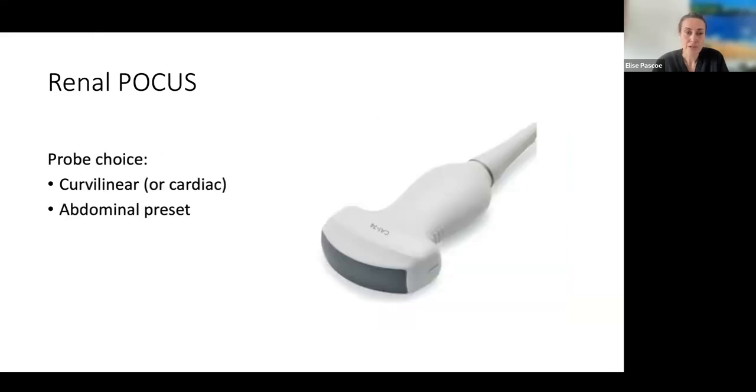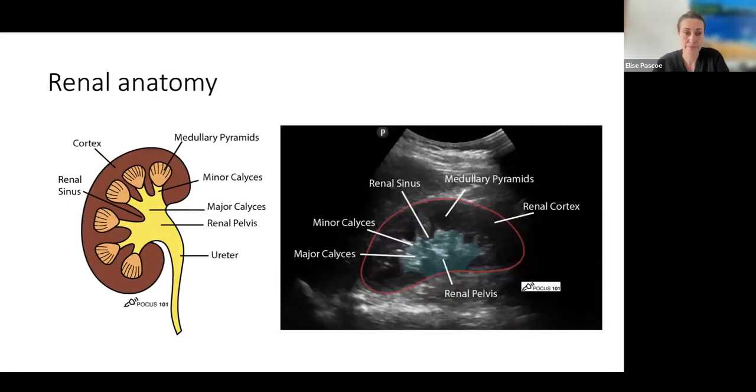So probe choice, we're going to use a curvilinear probe on an abdominal preset, but you can also use a cardiac probe on an abdominal preset if it helps you get between the ribs better.